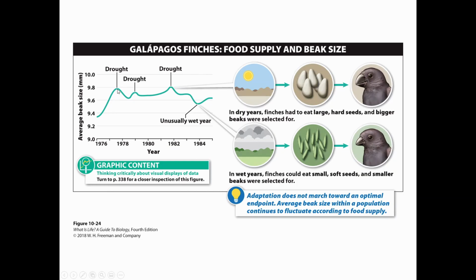So as the weather fluctuated, drought versus wet years, we saw that the seeds available fluctuated. So droughts brought along large, hard seeds. Wet years brought along small, soft seeds. And the animals eating these seeds responded accordingly. Again, we're not saying that individuals saw changes in their beak size. We just saw that the individuals with bigger beaks did better in droughts, and the individuals with smaller beaks did better in wet years.